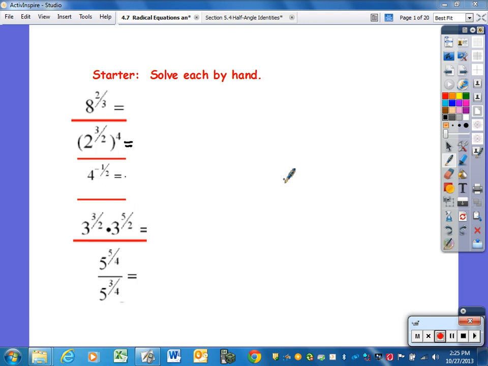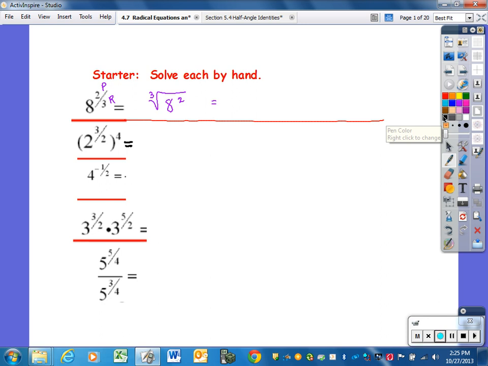All right, so when we do this one, 8 to the 2/3, a fractional exponent. The numerator is the power. The denominator is the root. So this would be root 3 of 8 squared. And you will always solve your root part first. So the cube root of 8 is 2. 2 squared then, still my square, is 4.